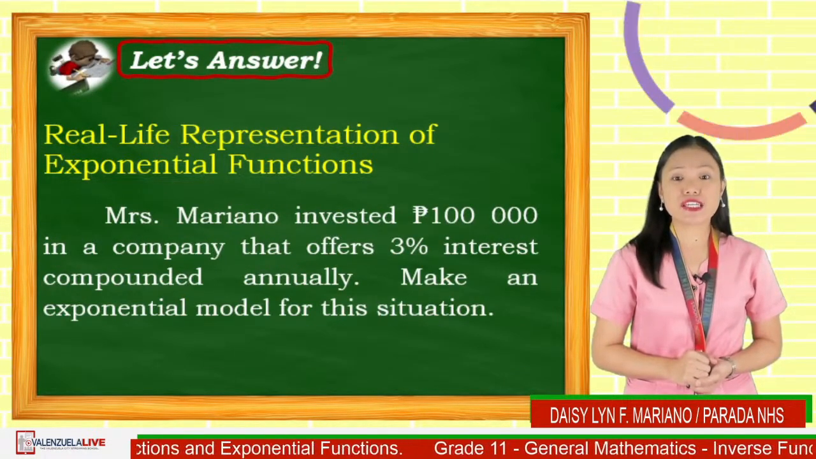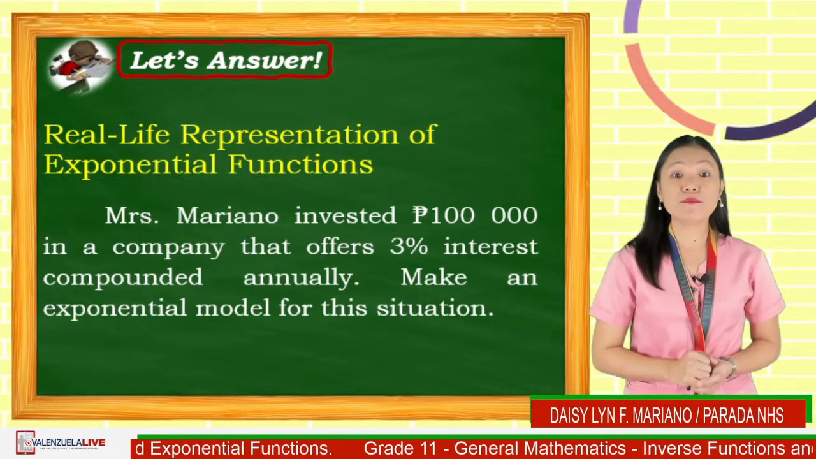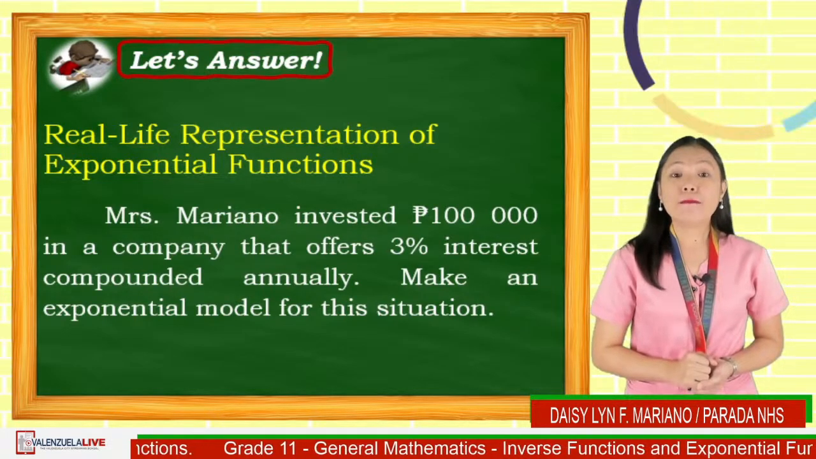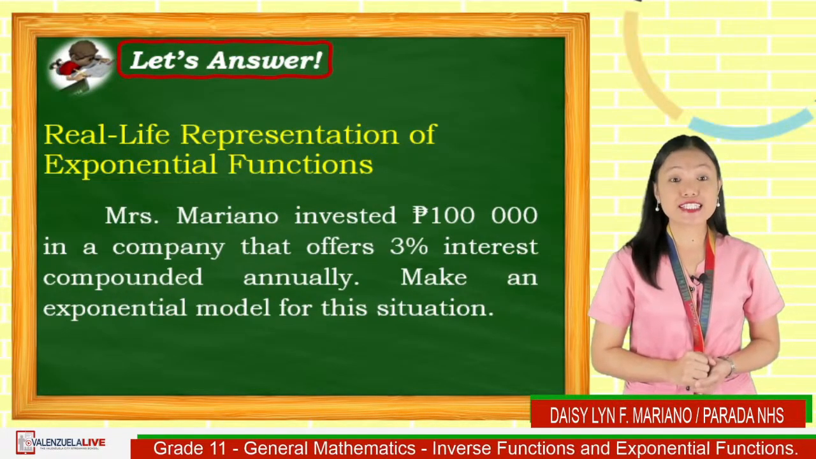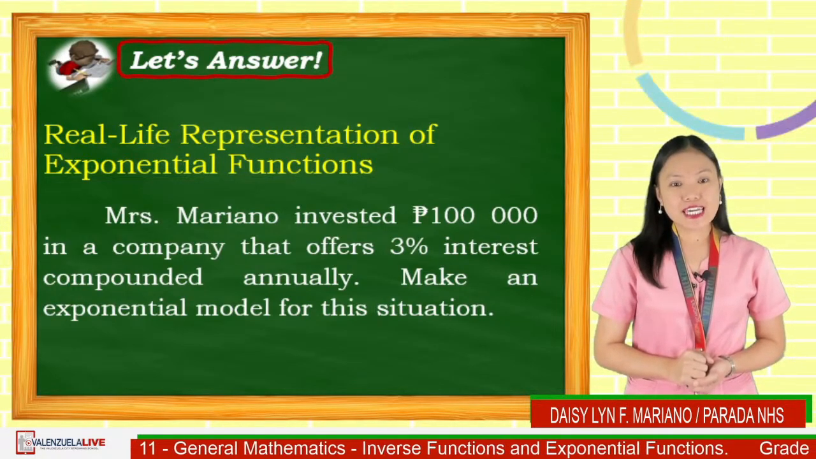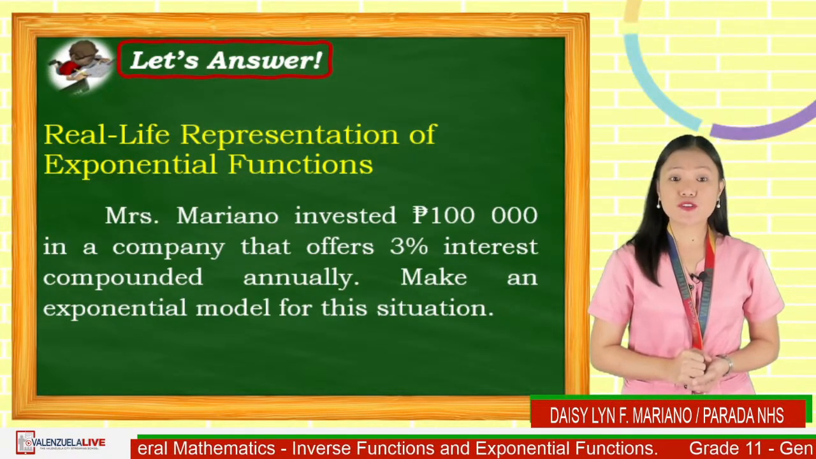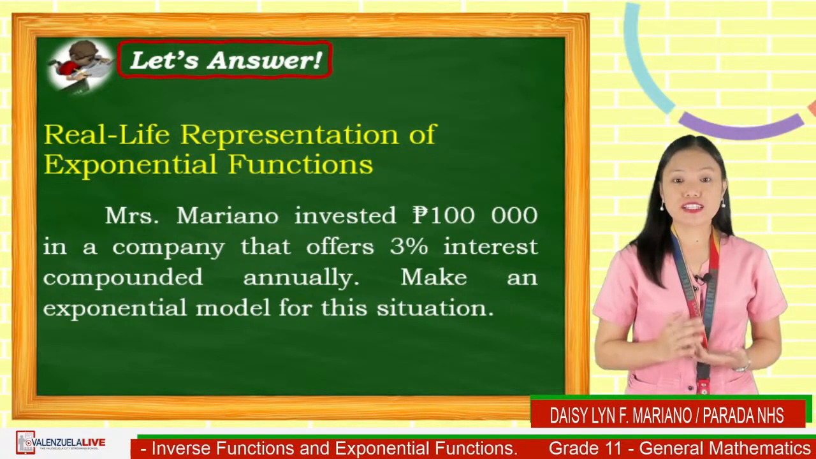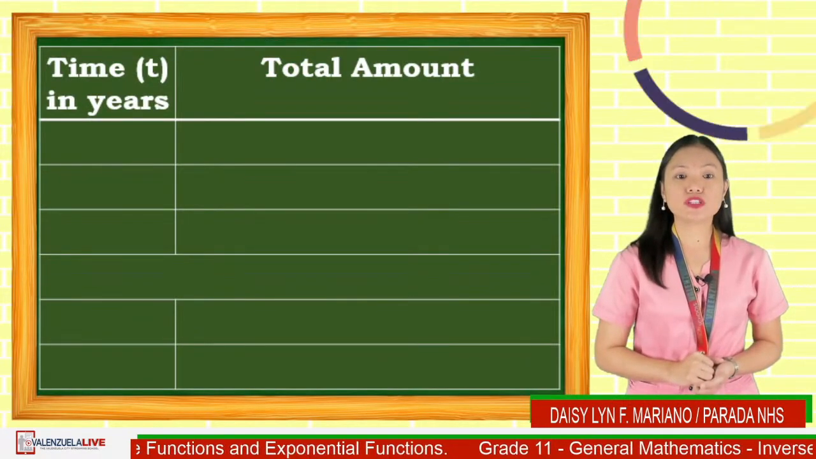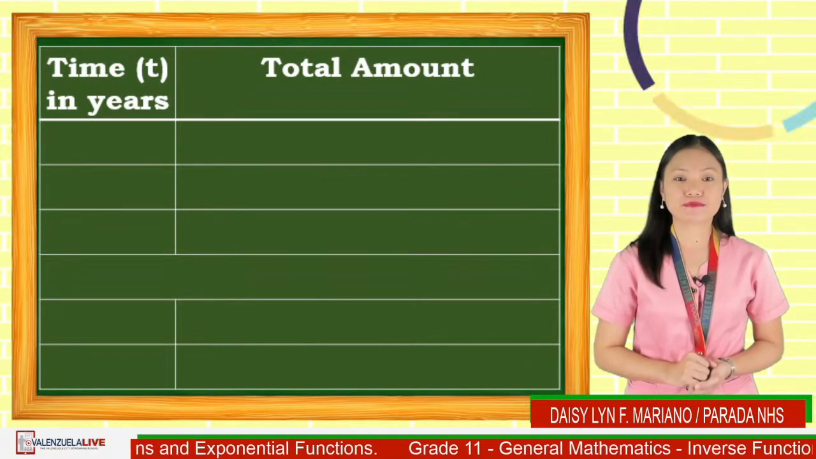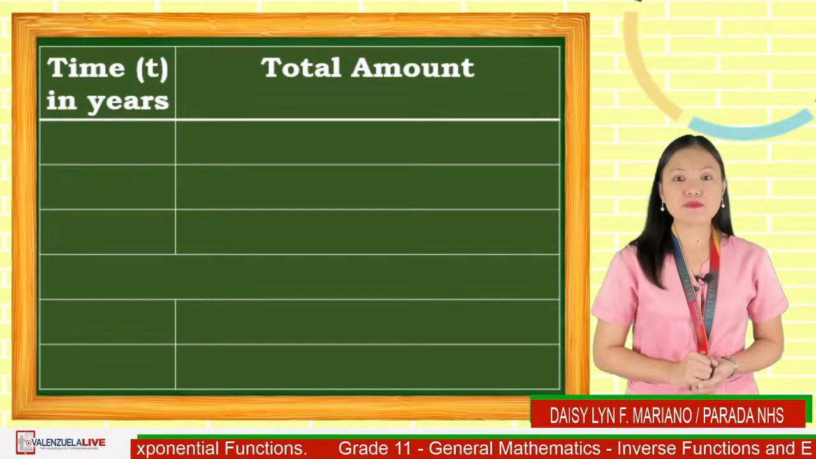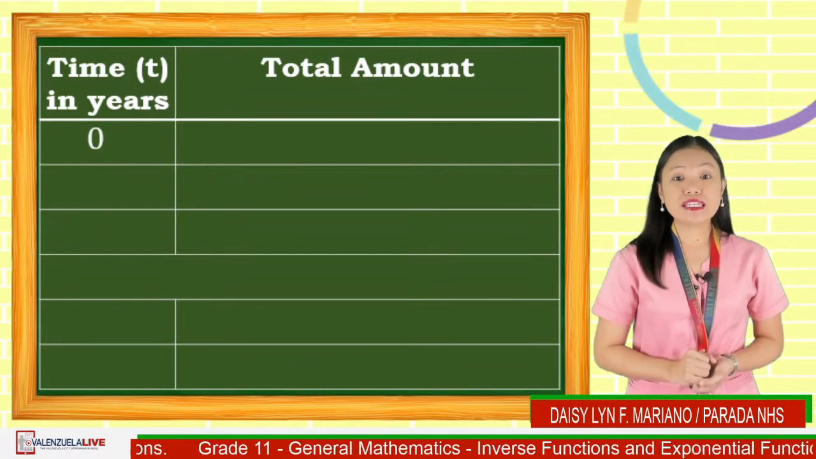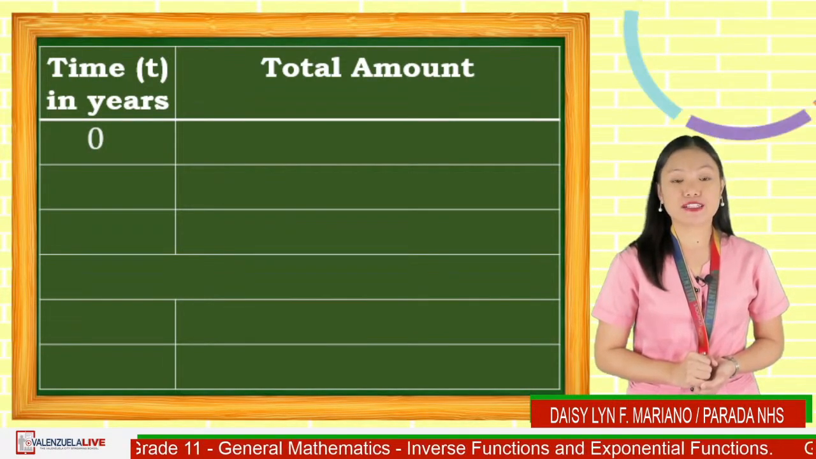Mrs. Mariano invested 100,000 pesos in a company that offers 3% interest compounded annually. Make an exponential model for this situation. Same as the previous examples, to answer this problem, constructing a table would be of big help. That is, time in years and total amount can be seen in our table. The time that Mrs. Mariano invested money makes t equal to 0. The money that she invested is called principal.